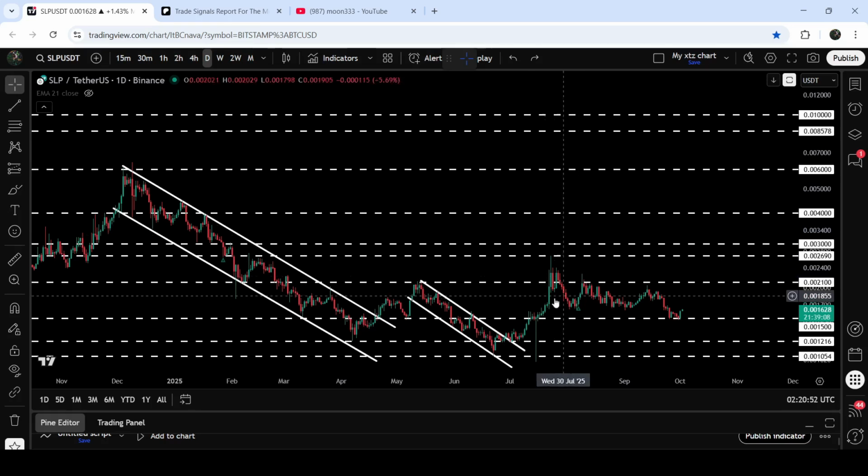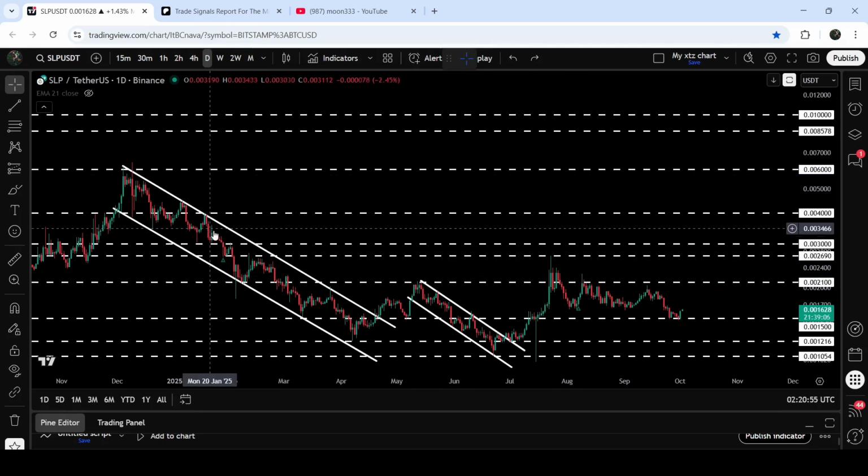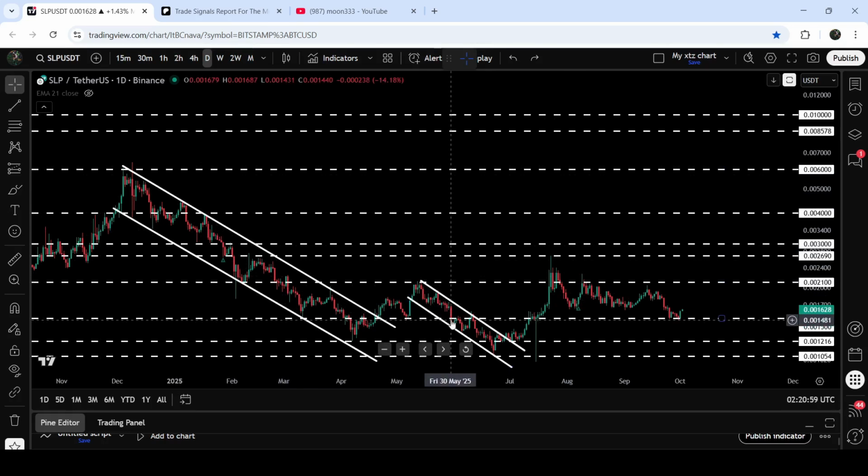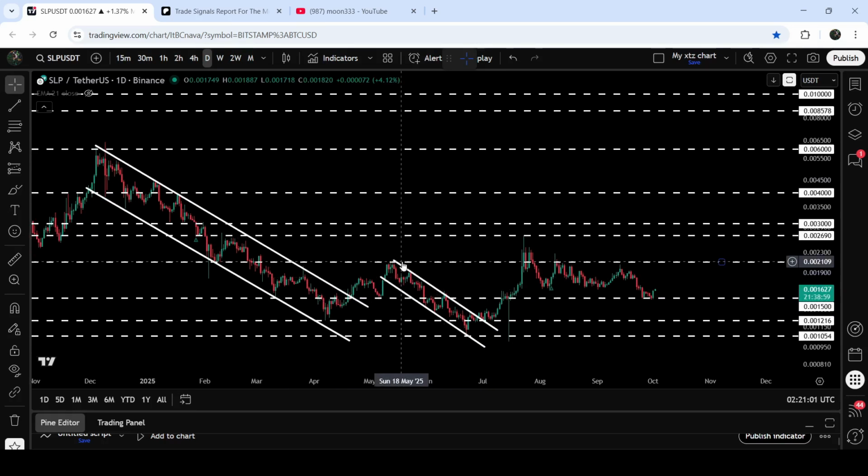On a daily time frame chart, the price of SLP has recently broken out of two down channels. One was the longer one, another was the smaller one. After the breakout, we crossed up the target for the breakout from this recent down channel. That was, by the way, here at the top of the channel at 2.1 cents, and the price then rallied up to this resistance zone. That goes from 2.6 to $0.003.